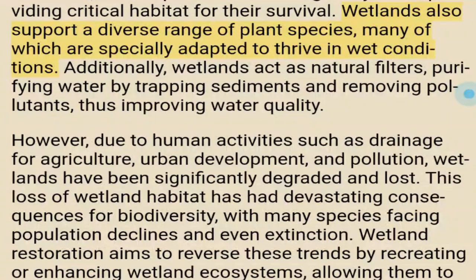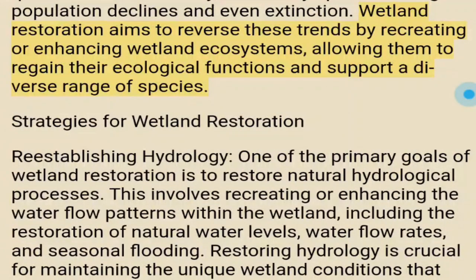Wetlands also support a diverse range of plant species, many of which are specially adapted to thrive in wet conditions. Additionally, wetlands act as natural filters, purifying water by trapping sediments and removing pollutants, thus improving water quality. However, due to human activities such as drainage for agriculture, urban development, and pollution, wetlands have been significantly degraded and lost. This loss of wetland habitat has had devastating consequences for biodiversity, with many species facing population declines and even extinction. Wetland restoration aims to reverse these trends by recreating or enhancing wetland ecosystems, allowing them to regain their ecological functions and support a diverse range of species.